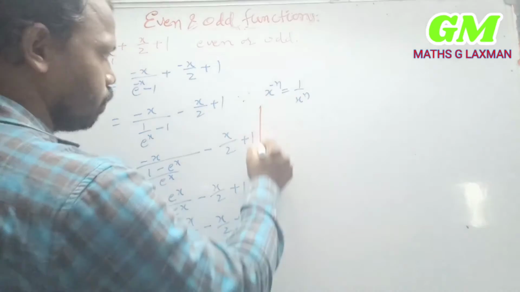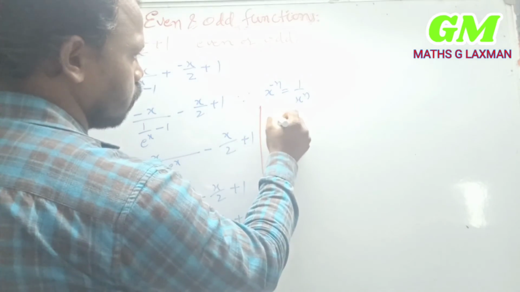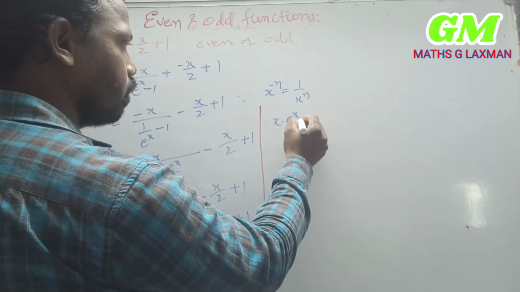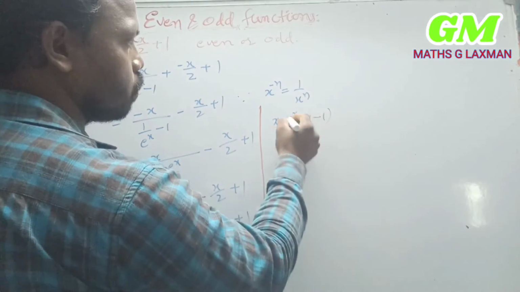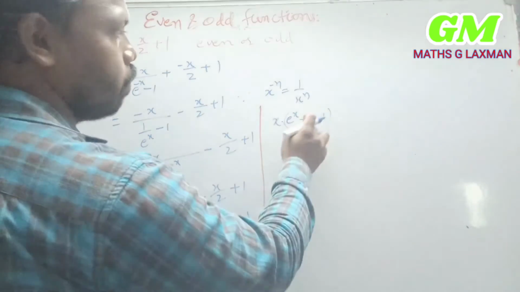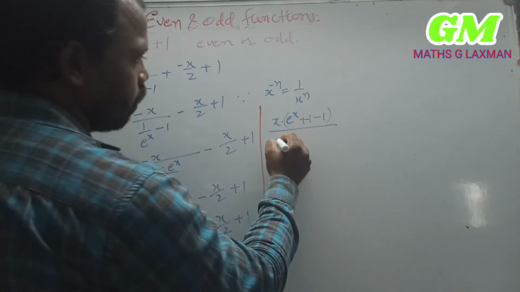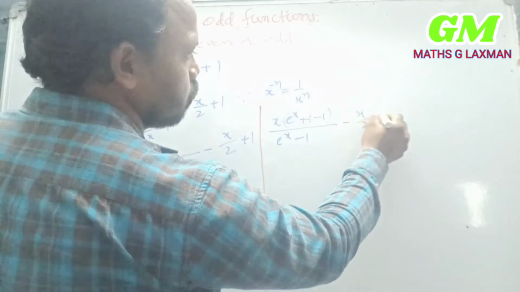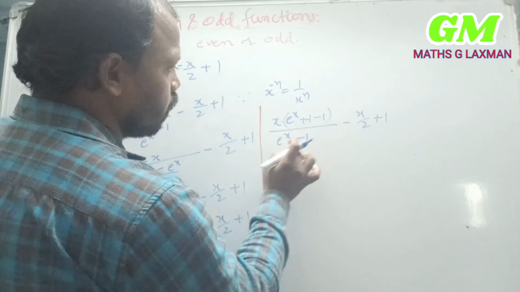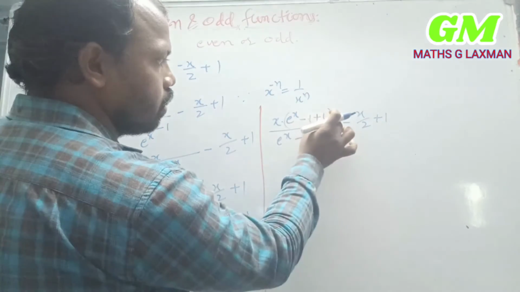So you will get x into e power of x. What I am doing here is adding plus 1 and minus 1, so both will be cancelled. You will get again e power of x only, divided by e power of x minus 1, minus x by 2 plus 1. So now multiply it. Up to here e power of x minus 1 is there. So here minus, let us take plus. Up to here is one part and this is another part.